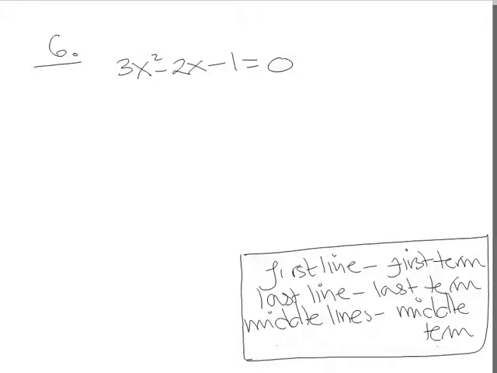Okay guys, we got 3x squared minus 2x minus 1. Without further ado, let's draw a pair of brackets. Oops, 2 lines for the first, 2 lines for the second, lines 1, 2, 3, 4. There we are, 4 lines, 4 terms. The first line is the first term, isn't it? Remember, first line, first term.